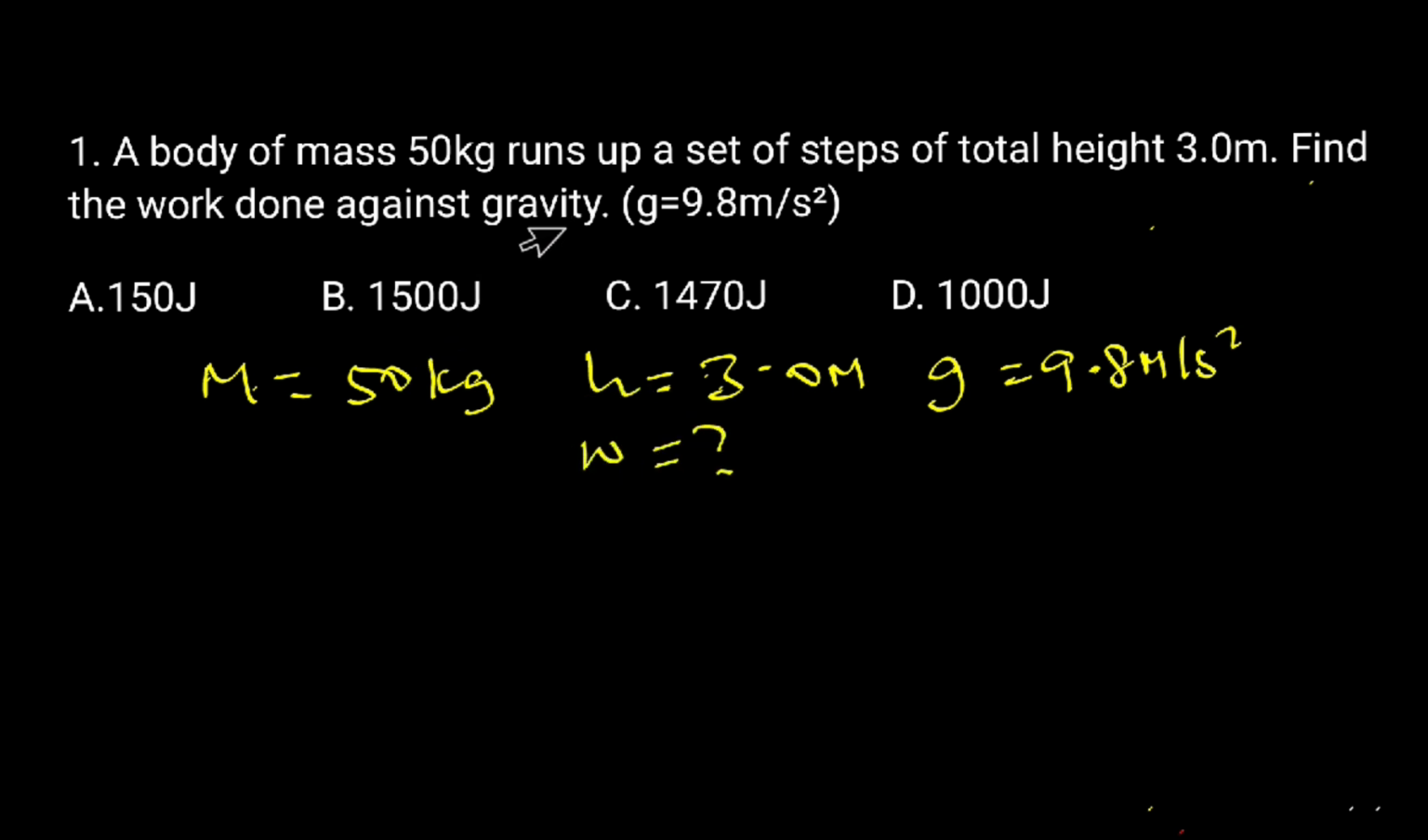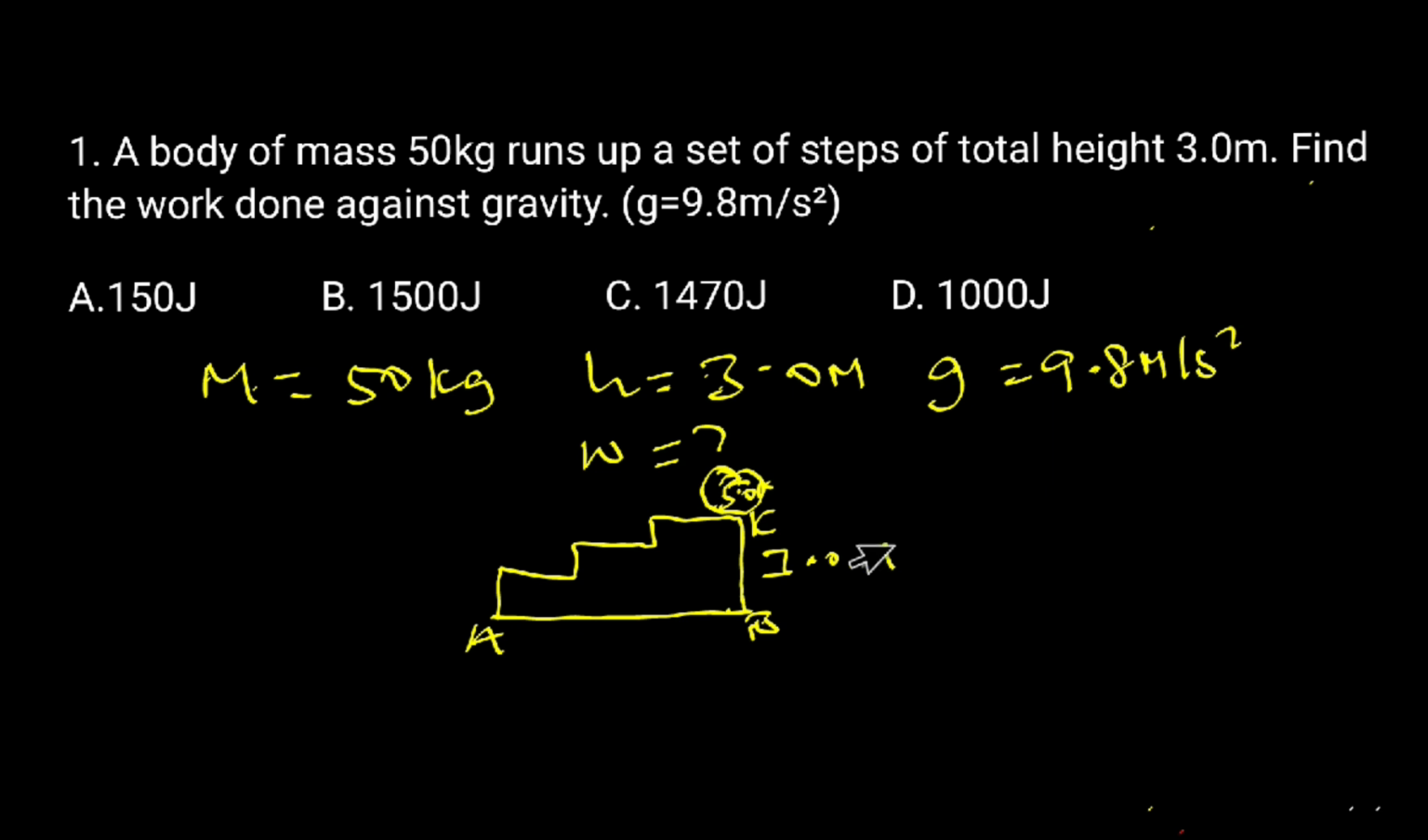Now let me illustrate this question. This is the stairs, and this is where the body is. Let's call this point A, then point B, and then point C. The body is 50 kg, and the length from B to C, which is the height of the steps, is 3.0 meters. We are asked to calculate the work done against gravity.